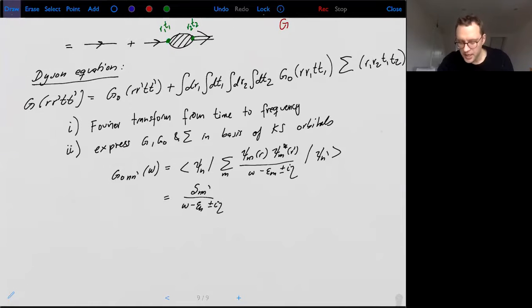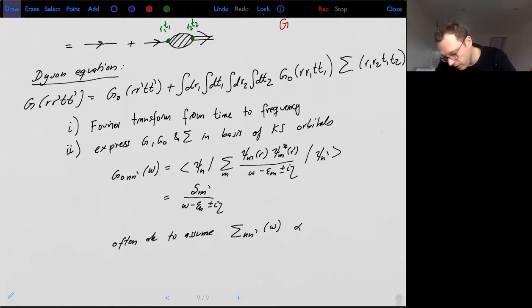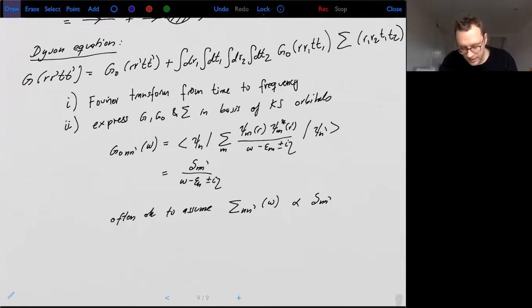Now, the self-energy is not necessarily diagonal in that basis, but it turns out that it's often a pretty good approximation to assume that this is the case. So it's often okay to assume that also sigma is diagonal in this basis. So sigma nn prime omega is proportional to a Kronecker delta in the Kohn-Sham orbitals. All right, so if we do these two things, then basically Dyson's equation simplifies quite a lot, and we get the following.